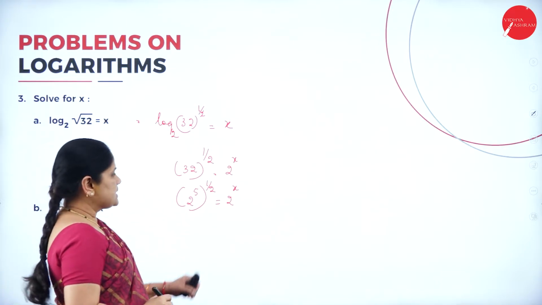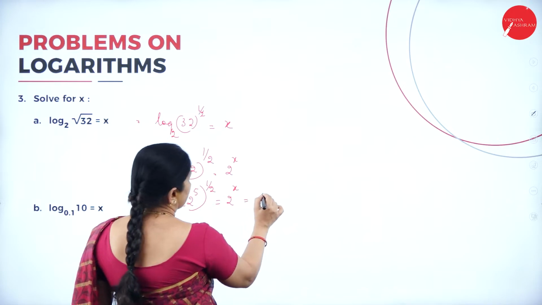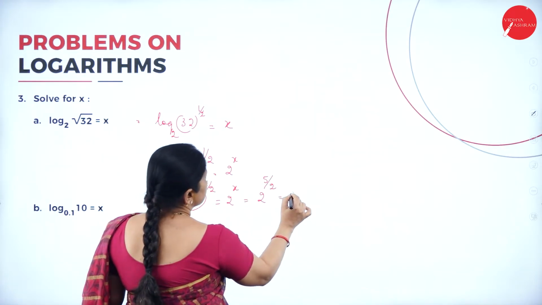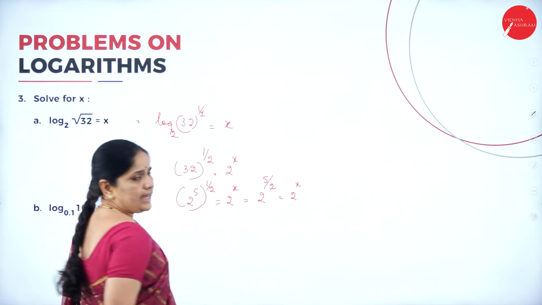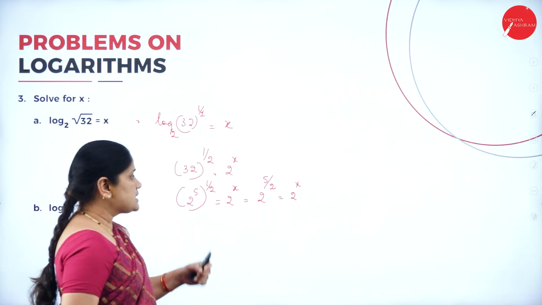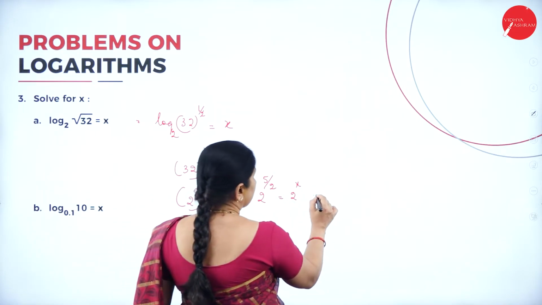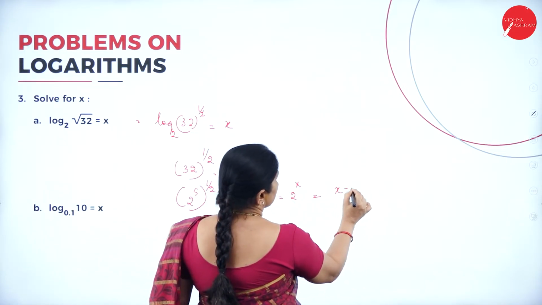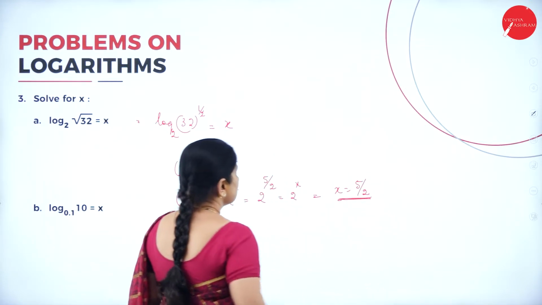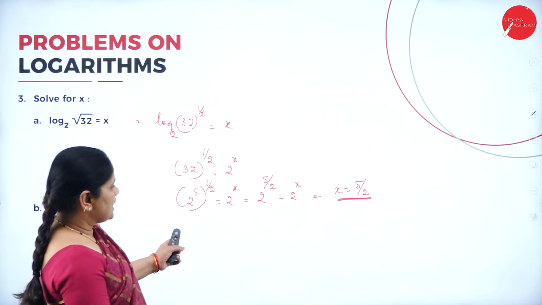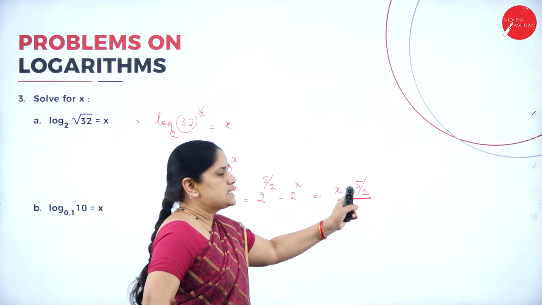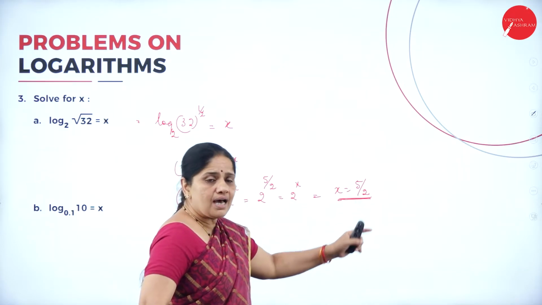Now next step will be, I can write it as 2 to the power of 5 by 2 equals 2 to the power x. Now when the bases are same, the powers are equal. So I can equate it as x equals 5 by 2 is the answer. So when the bases are same, the powers can be equated. As a result, x equals 5 by 2 is the answer.